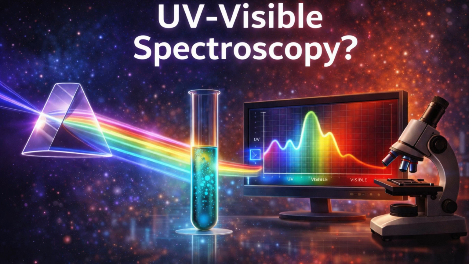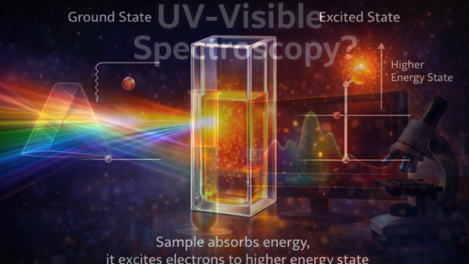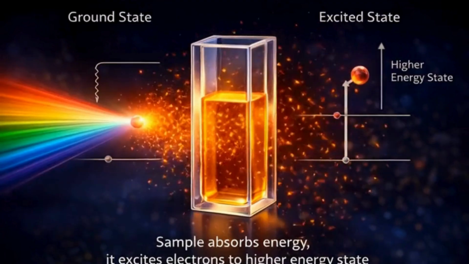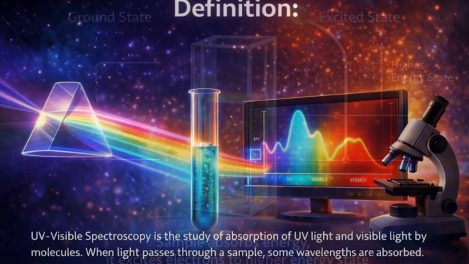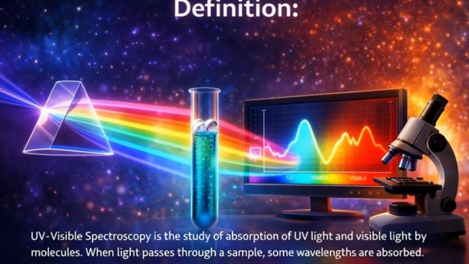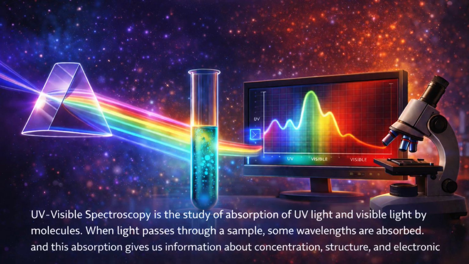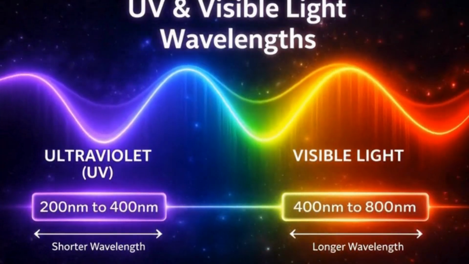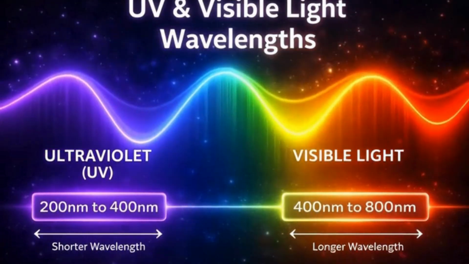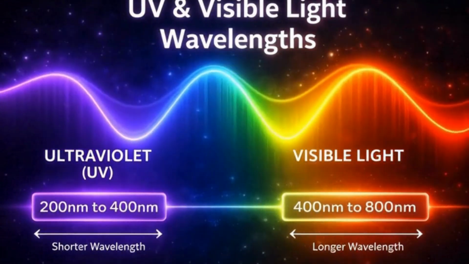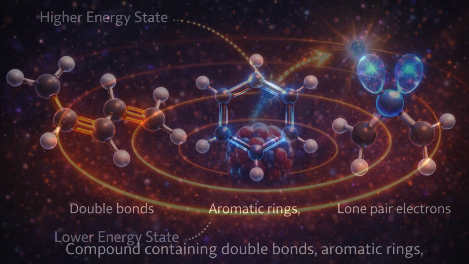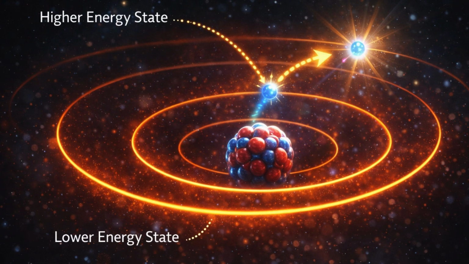What is UV visible spectroscopy? It's all about light absorption. Coming to the definition, UV visible spectroscopy is the study of absorption of UV light and visible light by molecules. When light passes through a sample, some wavelengths are absorbed, and this absorption gives us information about concentration, structure, and electronic transitions.